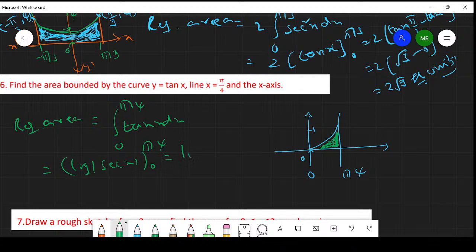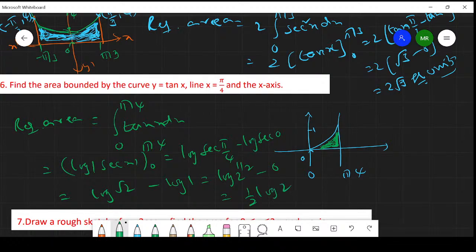For the upper limit we substitute: log secant pi by 4 minus log secant 0. Secant pi by 4 is root 2, and secant 0 is 1. So log 1, which is 0. I can write this as log 2 power 1 by 2 minus 0. By the logarithm property, that is 1 by 2 log 2. Half log 2 square units. That's your answer.